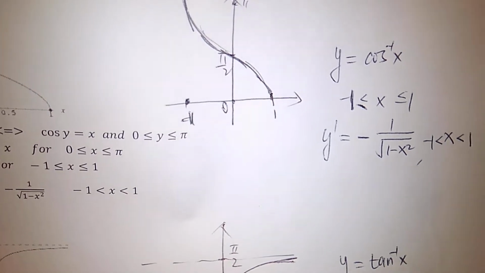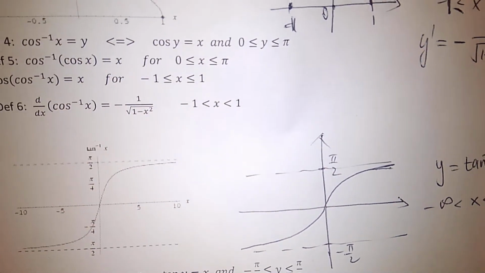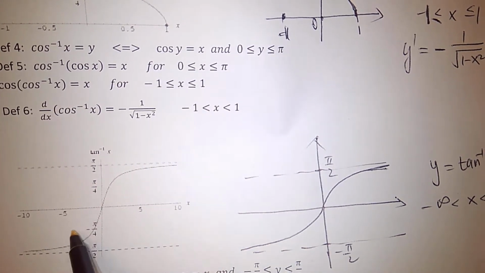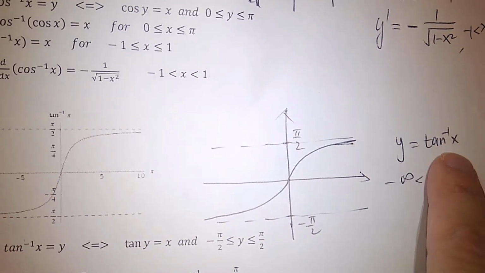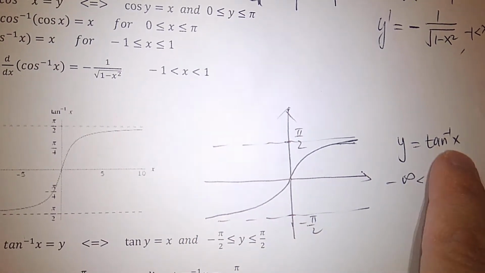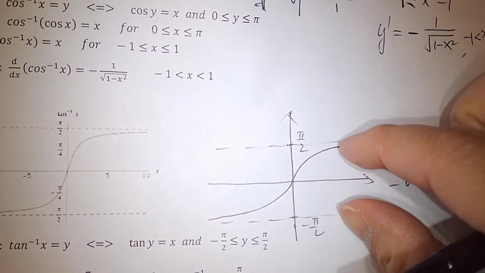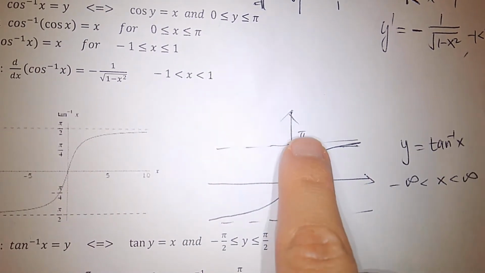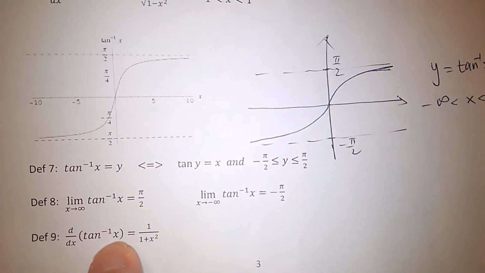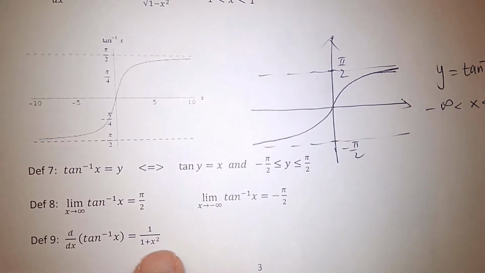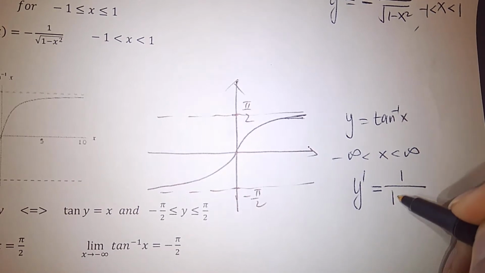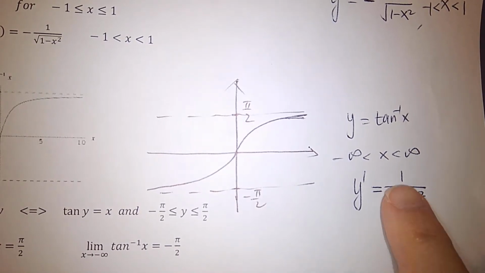And then for the tangent function, we know the tangent function looks like this. By using the y equals x line symmetry, the inverse tangent function has a graph that looks like this. So the domain for the inverse tangent is all real numbers. The range of it is from -pi/2 to pi/2. And what I need you to know is the derivative for inverse tangent is 1 over 1 plus x squared. So I'm going to write it down here: y prime equals 1 over 1 plus x squared.